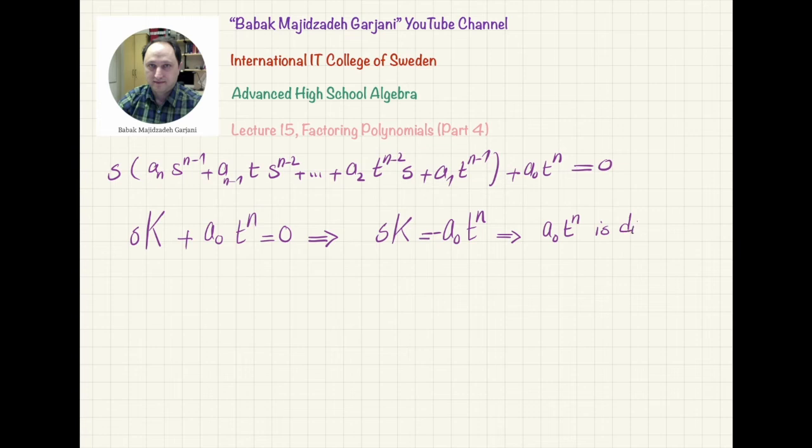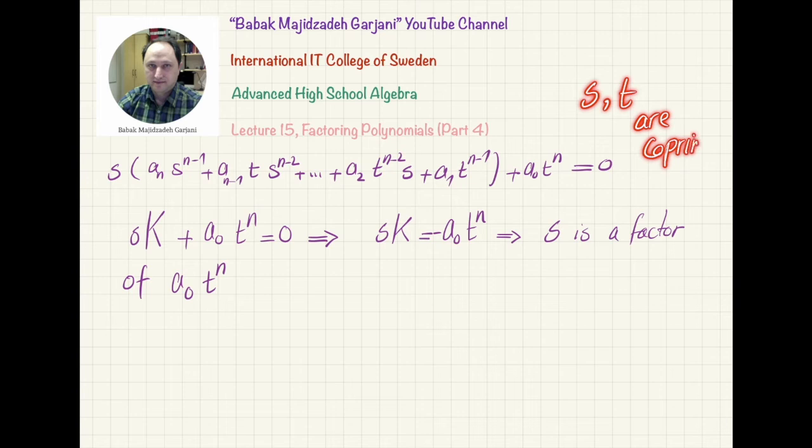Let me write it the other way around. So this means that S is a factor of A0 Tn. It's a factor, of course, of minus A0 Tn, but if this is a factor of minus A0 Tn, this is also a factor of A0 Tn itself. But do you remember we had this rule that S and T are coprime? So it means that there is no common factor between S and T.